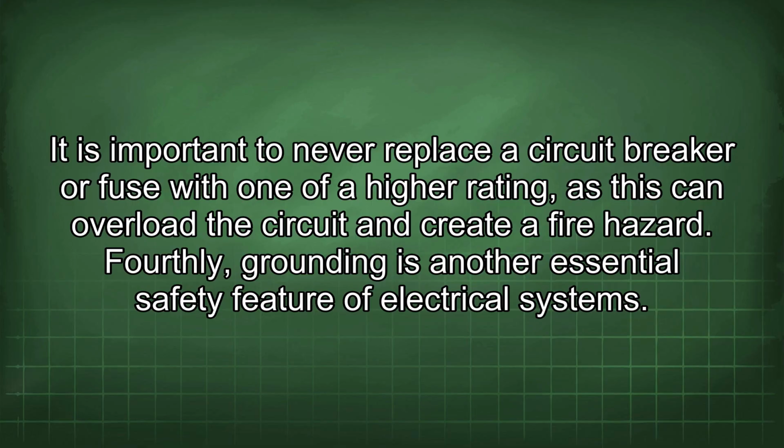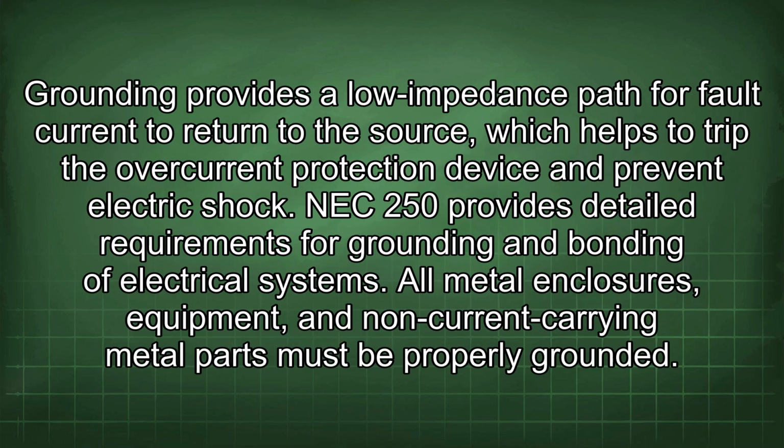Fourthly, grounding is another essential safety feature of electrical systems. Grounding provides a low impedance path for fault current to return to the source, which helps to trip the overcurrent protection device and prevent electric shock. NEC 250 provides detailed requirements for grounding and bonding of electrical systems. All metal enclosures, equipment, and non-current carrying metal parts must be properly grounded.